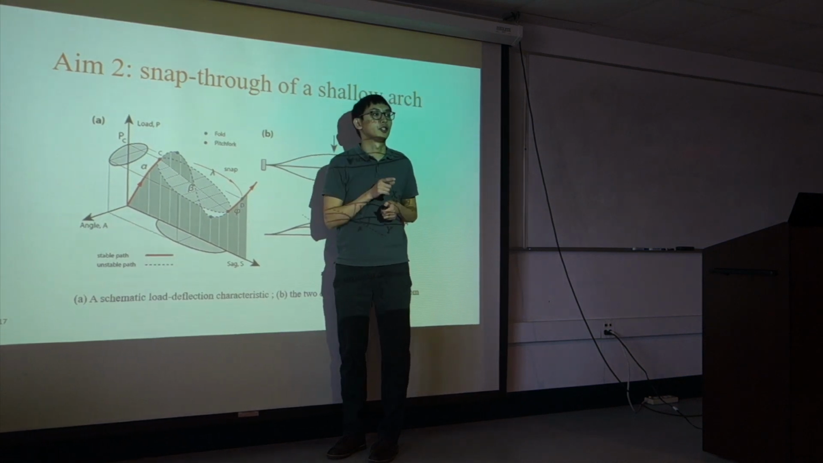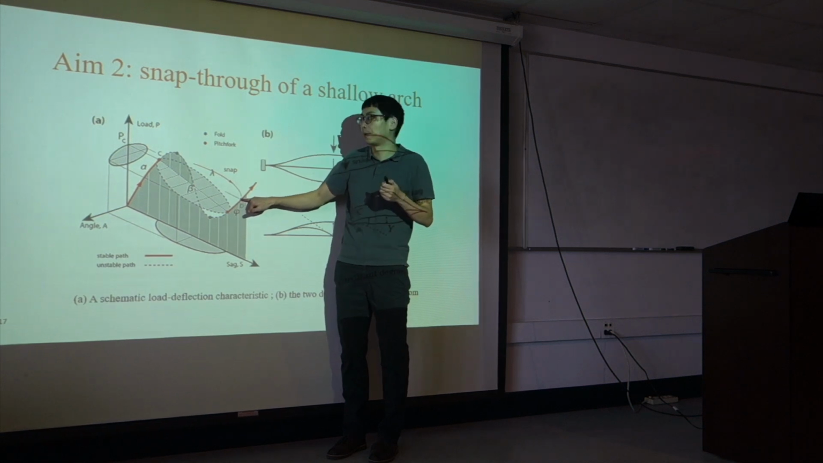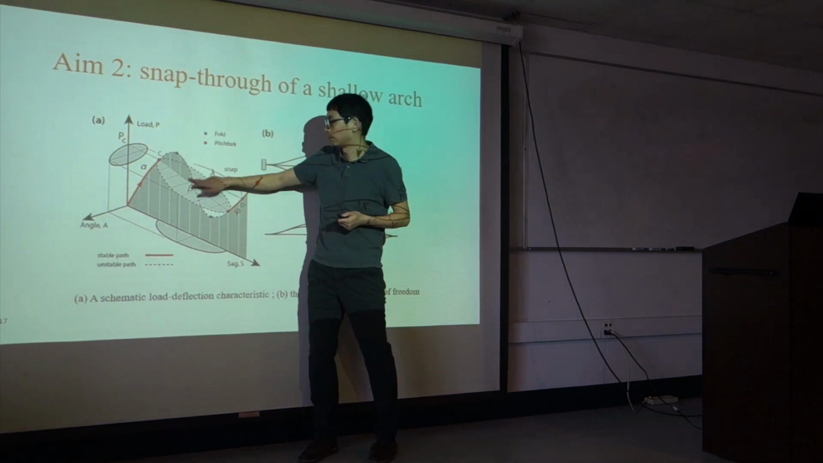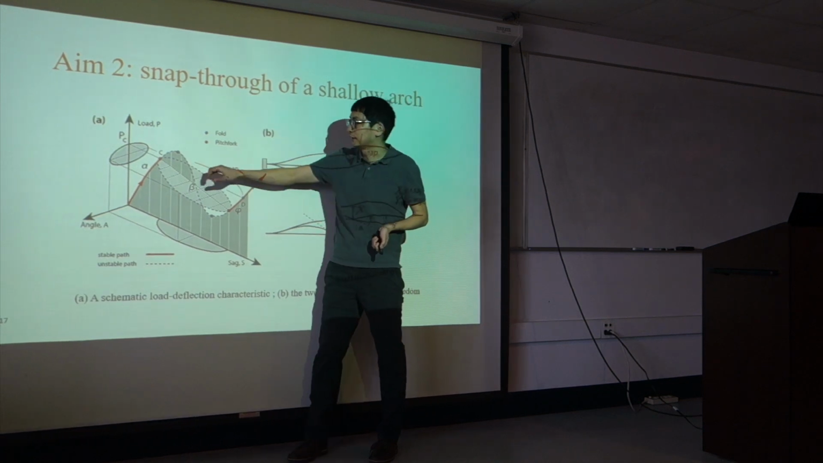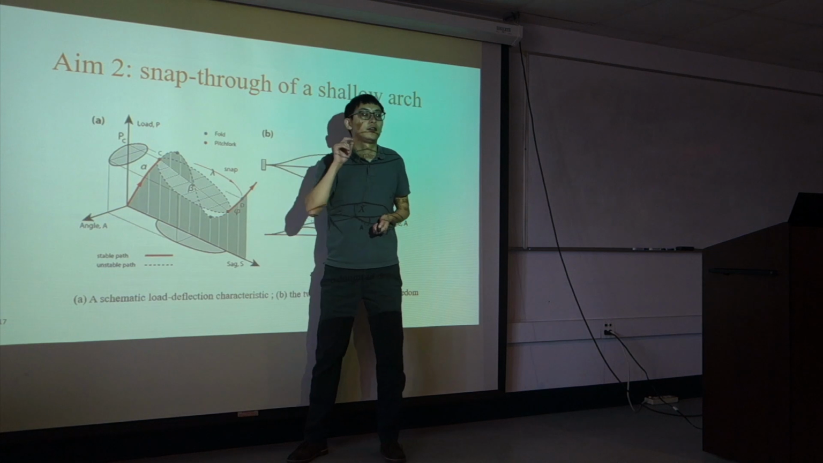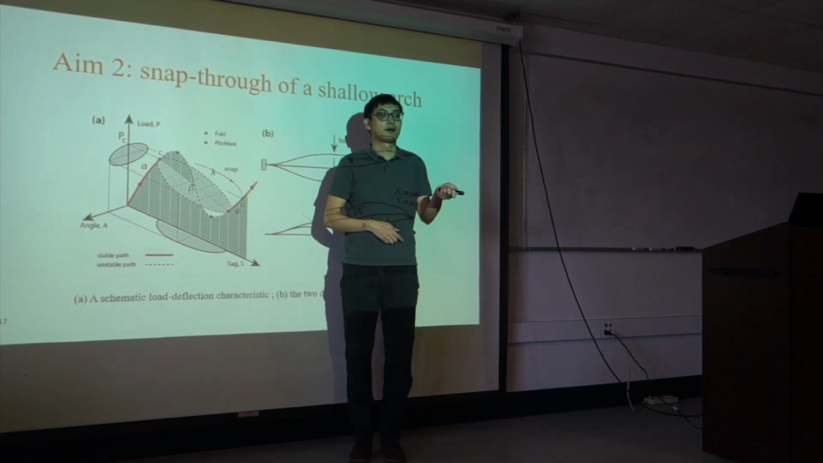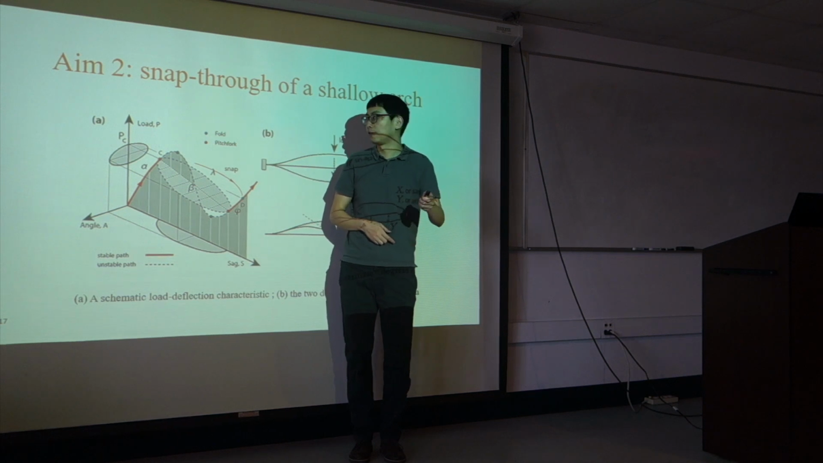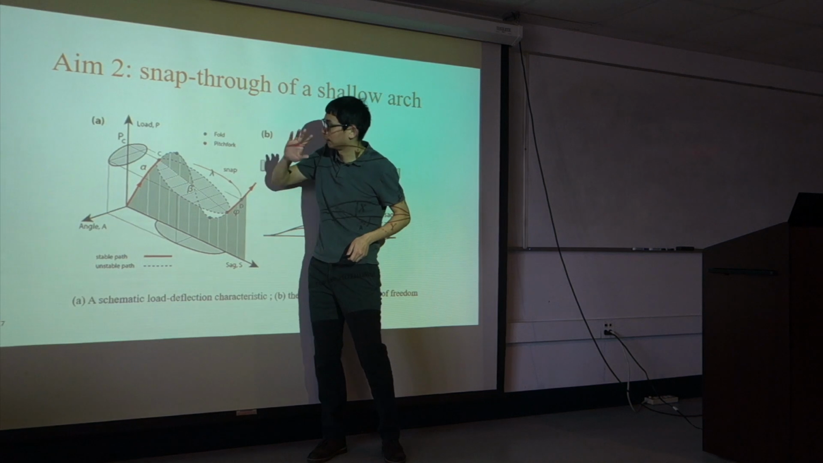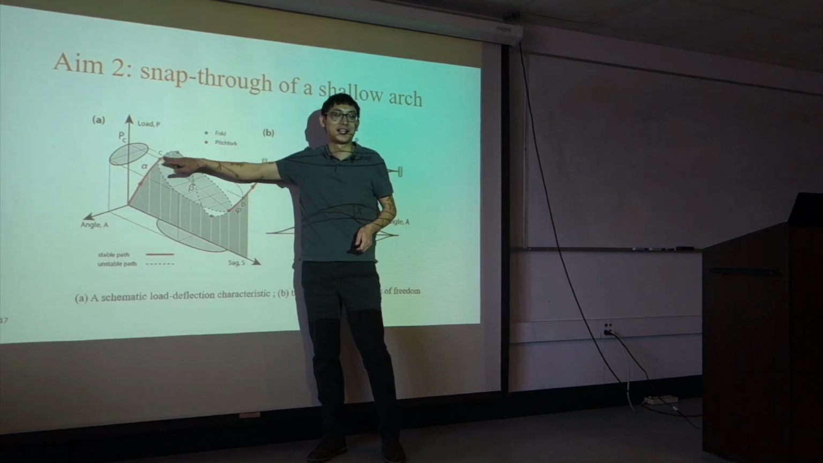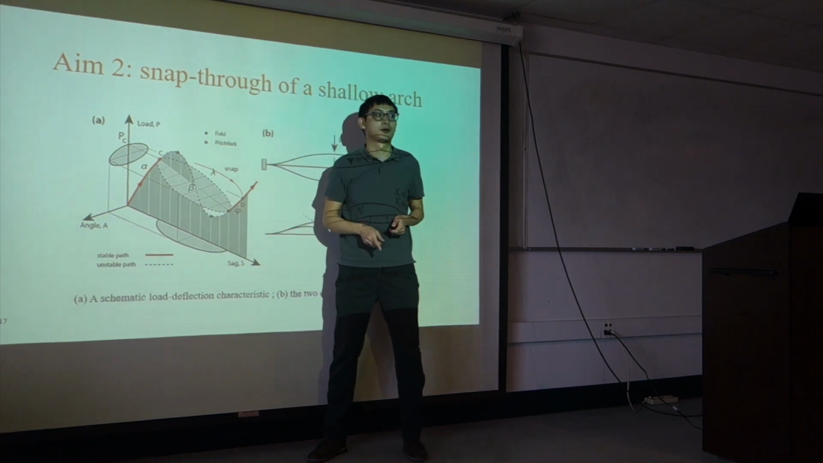For the shallow arch problem, it is a pitchfork bifurcation. But if the arch is not shallow, it is a saddle-node bifurcation. For the saddle-node bifurcation, the deformation is symmetric, but for pitchfork, it is asymmetric.